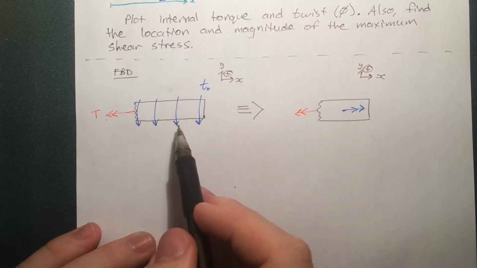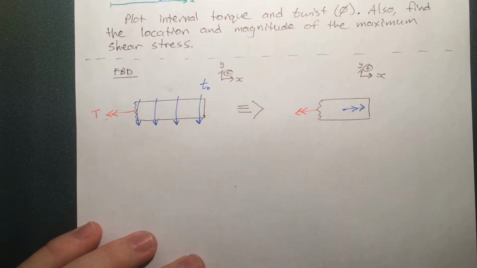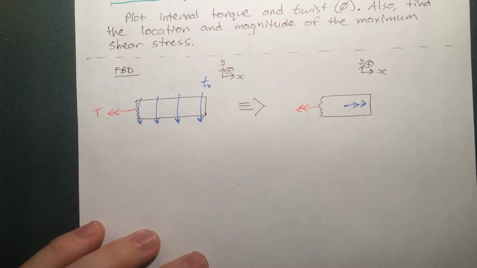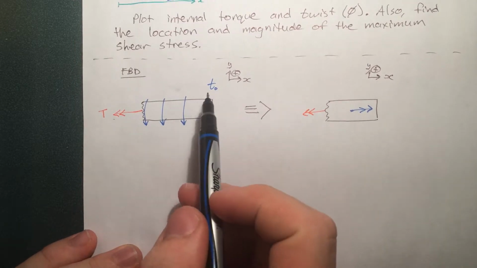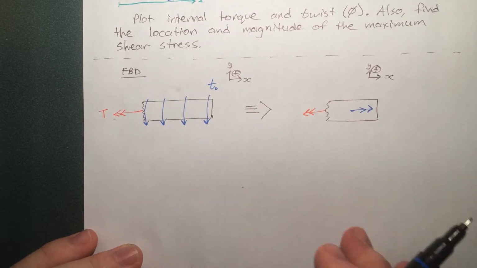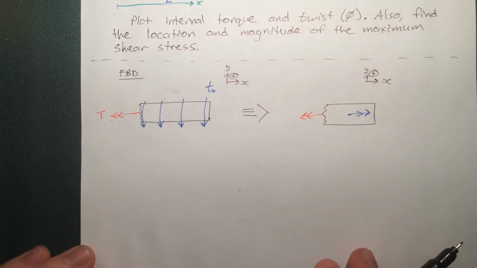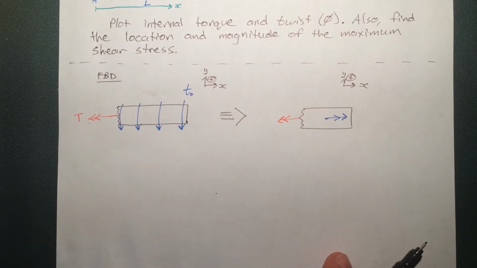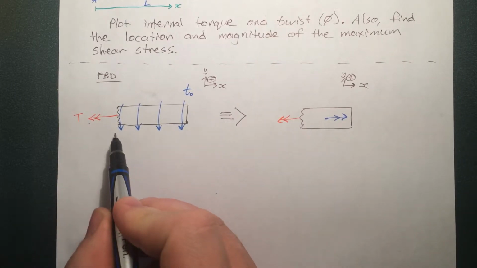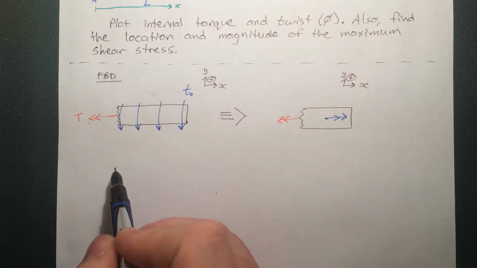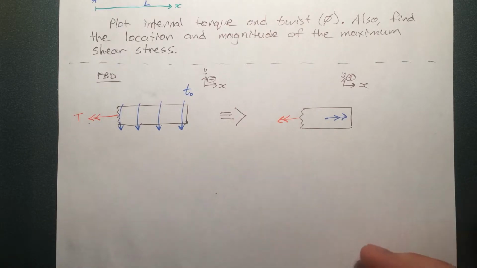Alright, so there we have it. I've replaced this by just a single torque. Now what is the magnitude of that? Well, like we just said before, since it's a constant, we just do that constant times the length. Now, when we're going to eventually plot this, we want to plot it the way we're normally used to plotting things. That is, the x starting at the origin and then getting bigger as it goes out.